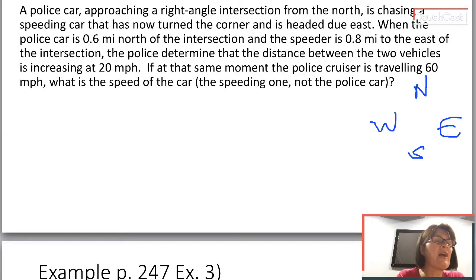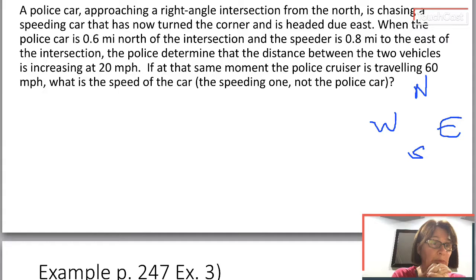The police can tell how far apart the two cars are. Oh no, they can tell how fast the distance between the two cars is increasing. If I know at the same moment how fast the police car is driving, how fast is the speeding car driving?